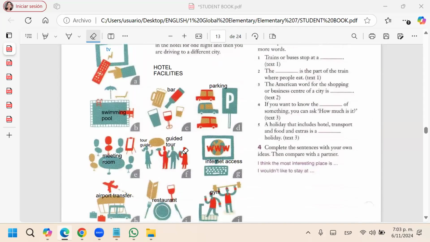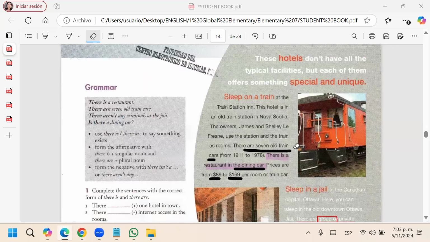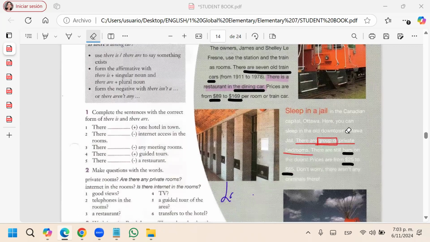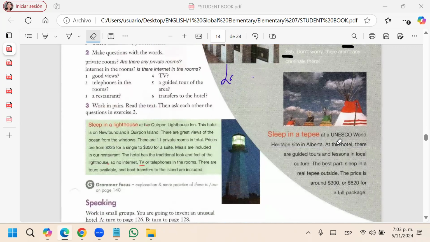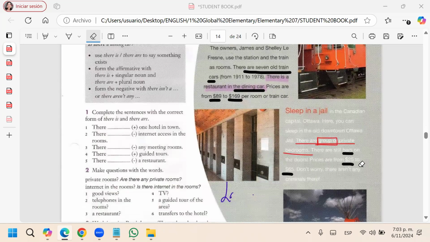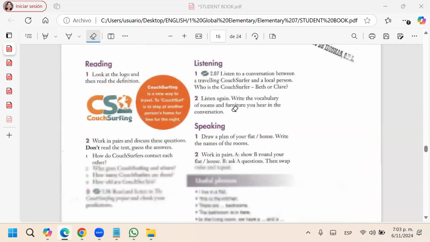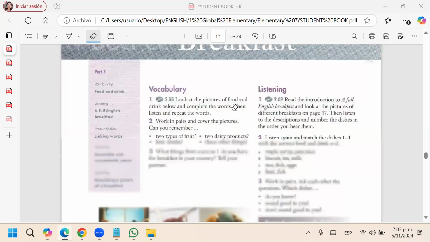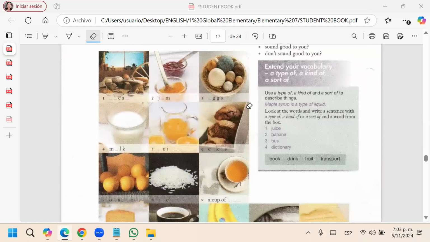We started with these photos. We were talking about the hotels: on the train, in a jail, in a teepee, in a lighthouse, all of these places to sleep, all of these hotels. And today we are going to continue, but before we start, I'm going to change the vocabulary of hotels to the vocabulary of house and food.